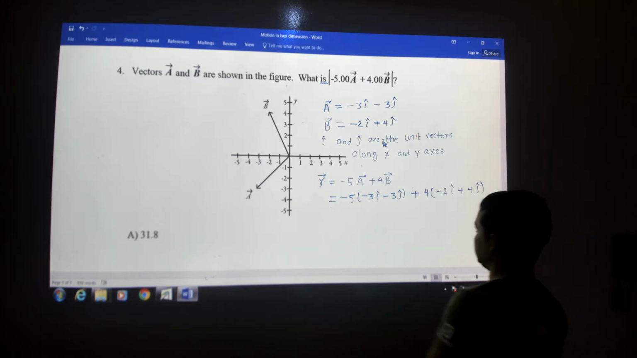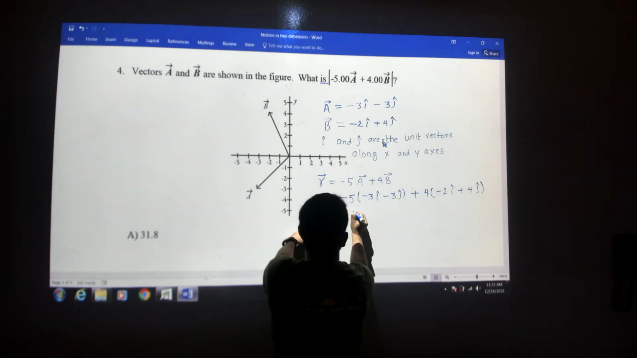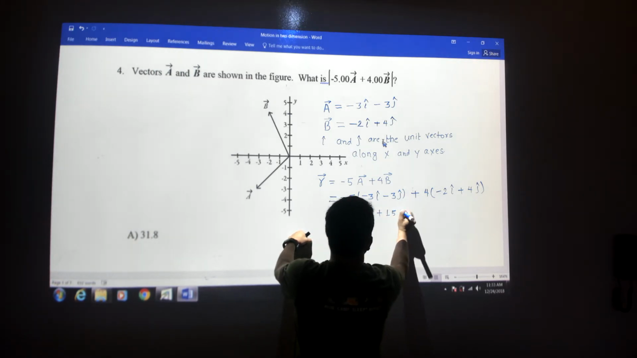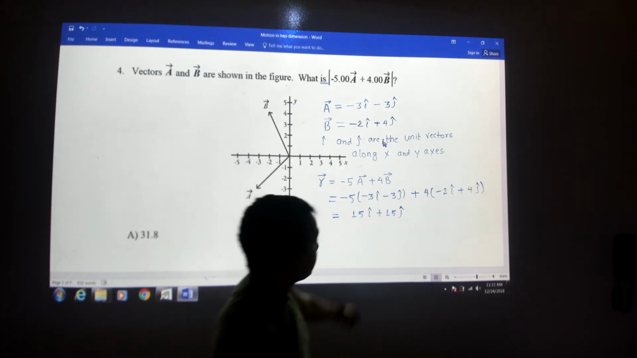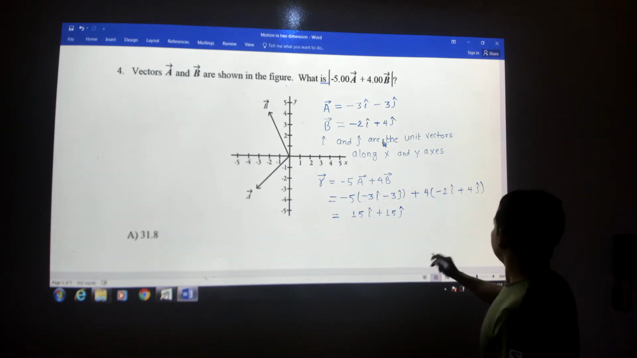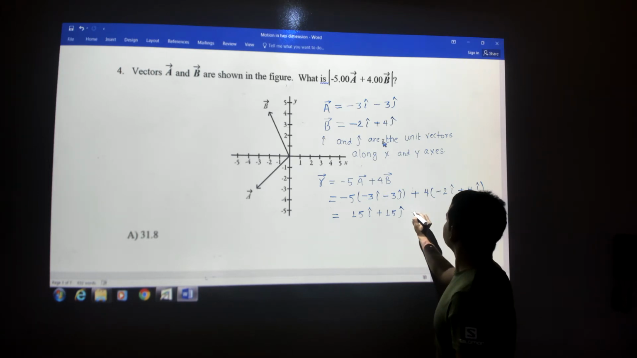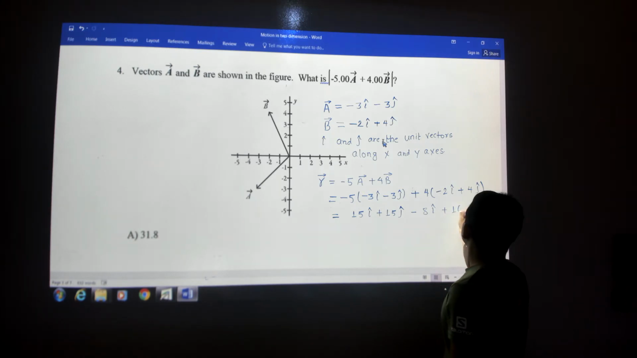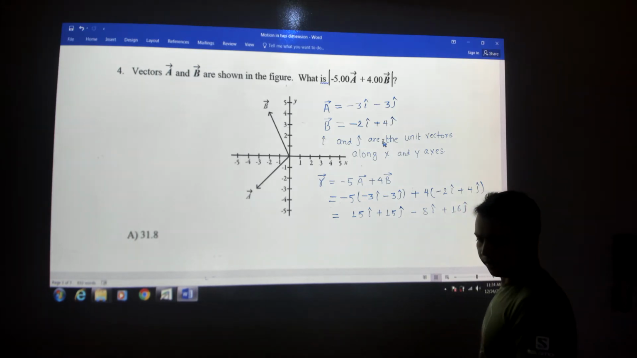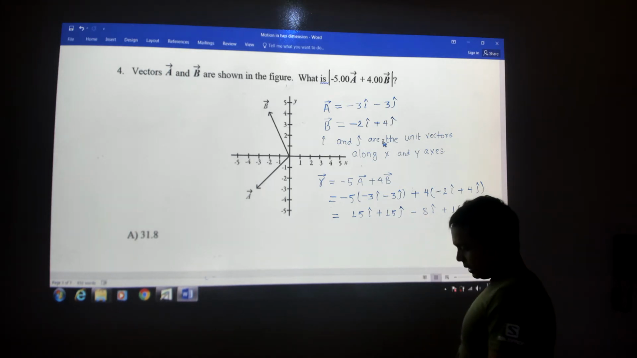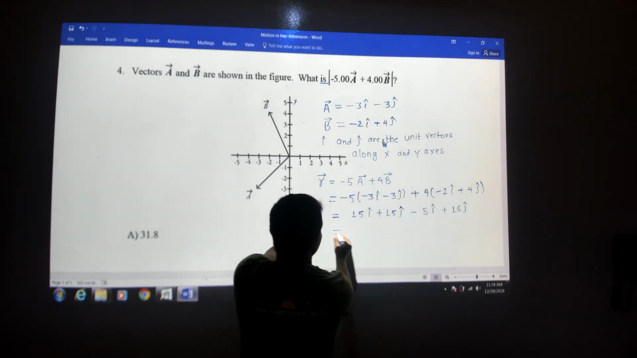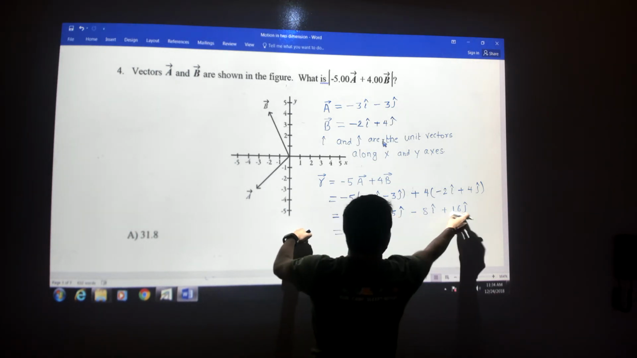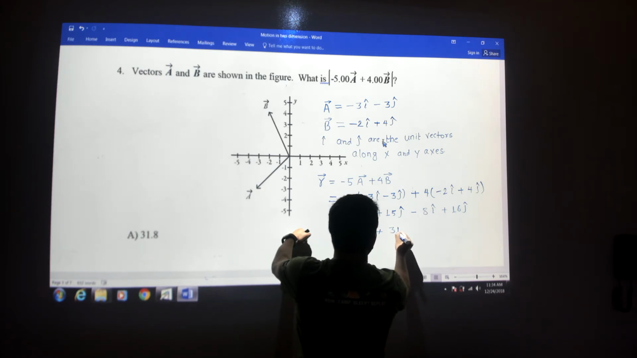This becomes 15 i vector plus 15 j vector, and this one, 4 times, becomes minus 8 i plus 16 j vector. 15 minus 8 is 7. So 7 i plus 15 plus 16 is 31 j vector.